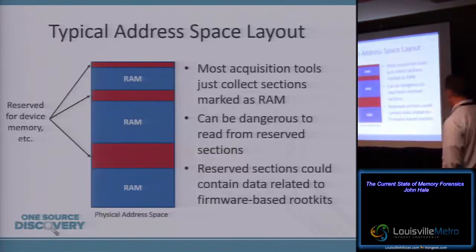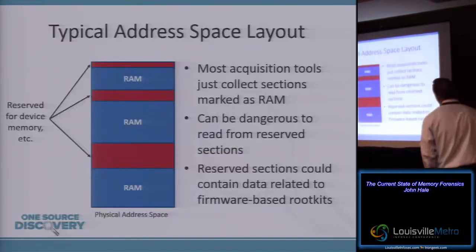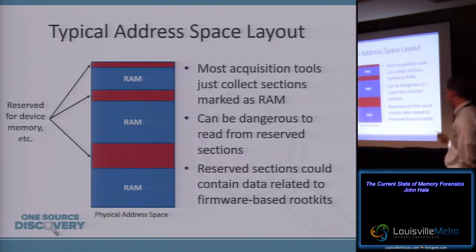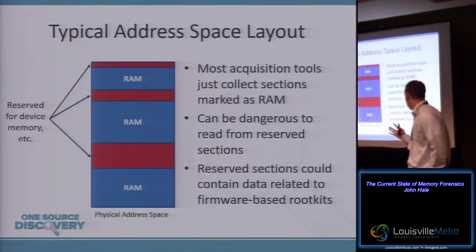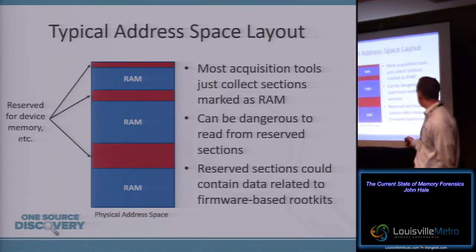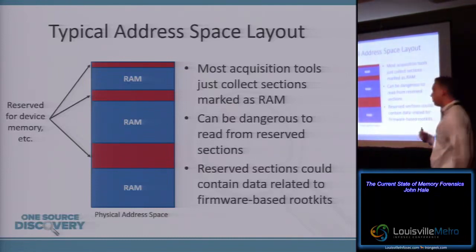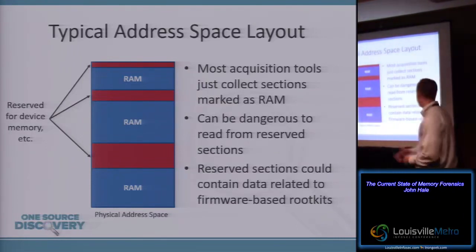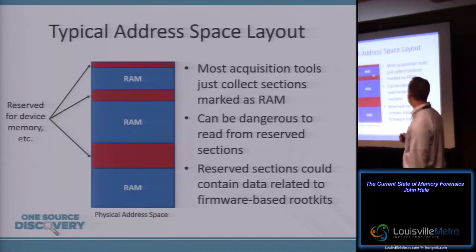So if you were to actually look at the physical address space of a Windows system, this might be something you would see here to kind of graph it out. The thing to point out here is that you've got these sections in blue that are RAM, and this is what's going to be mapped, and this is what your acquisition tools typically look at. So when they're dealing with these kernel functions and these kernel objects, they're only looking at these blue sections.